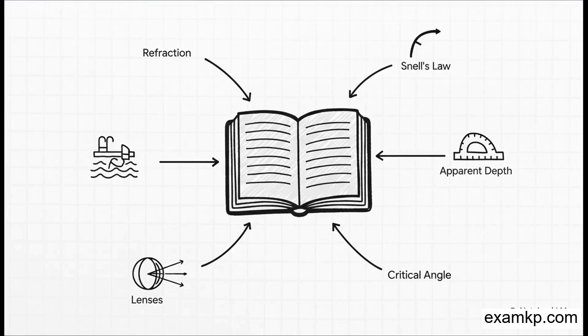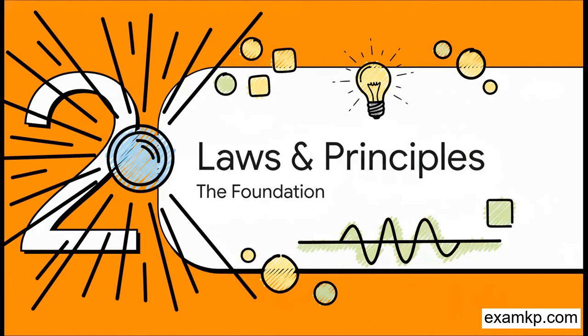And look, just so you know we're not playing around, everything we're about to cover is pulled directly from your official syllabus. We're talking the meaning of refraction, Snell's law, refractive index, apparent depth, that special thing called critical angle, and of course, lenses. This means you can relax and be confident that you are learning exactly what you need to pass. All right, it's time to build our foundation.